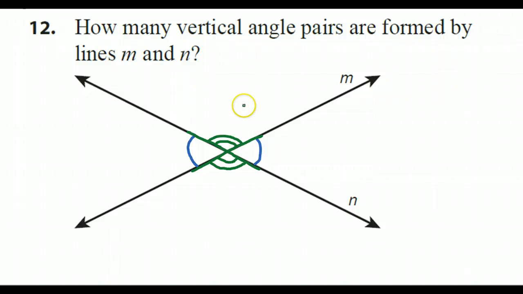And so the question is, you've got to be a little careful. How many vertical angle pairs are formed? The answer would be 2. There's the blue pair and the green pair.